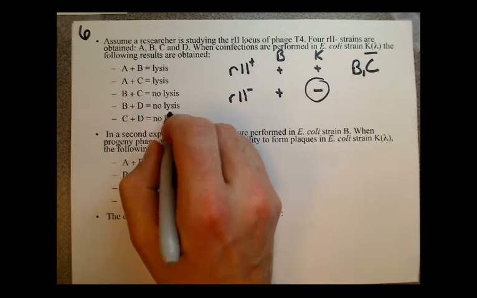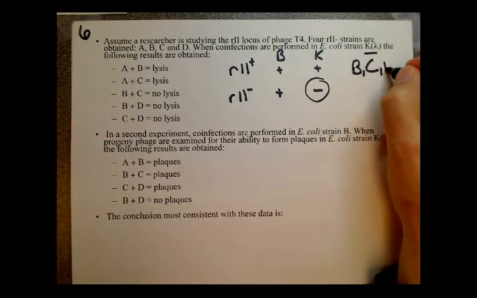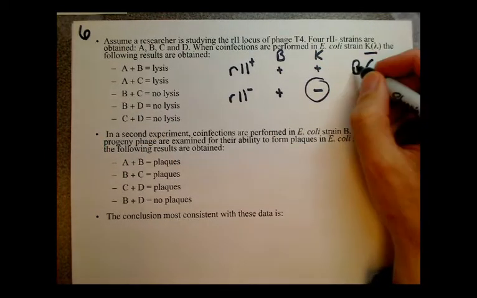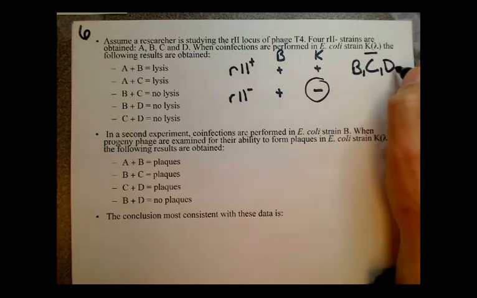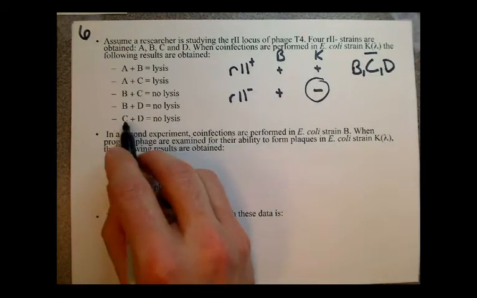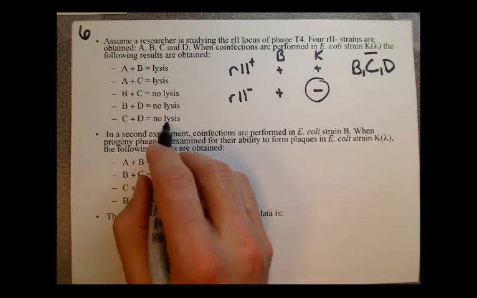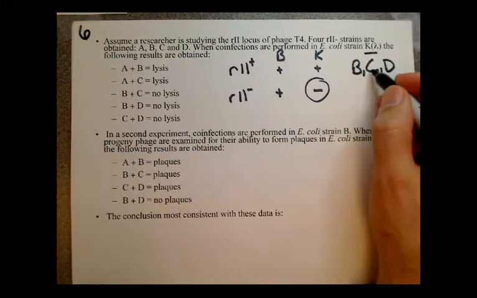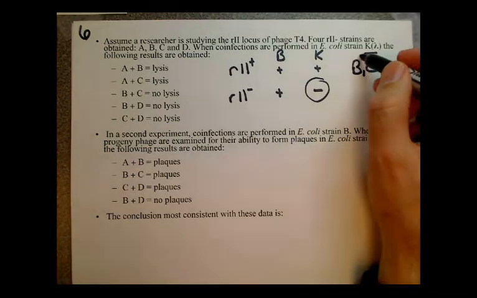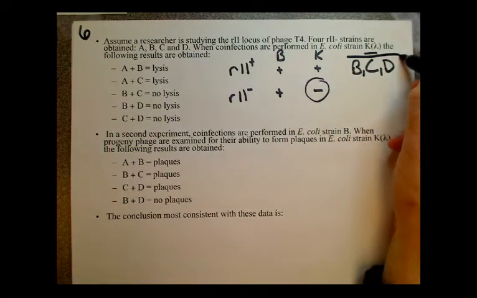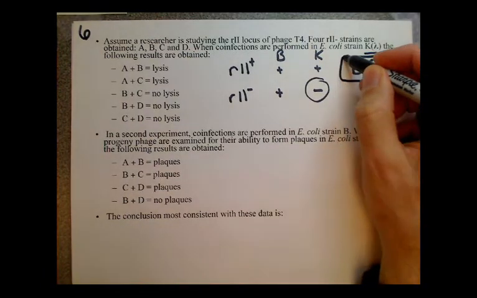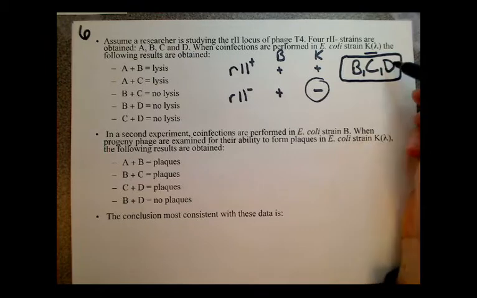B and D also give no lysis, so we know that D is also in this complementation group, so that they're all alleles of each other. And C and D give the mutant phenotype of no lysis, and again, we've already put them in this group, so that makes perfect sense. So we have three different alleles of this gene, so we have three different mutations in one gene.